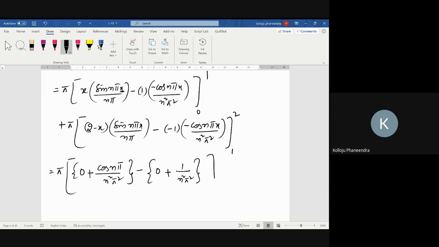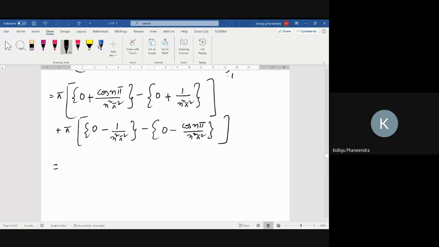First one is over, plus pi into, coming to second one, 2 is the upper limit, 2 minus 2 is 0, so this one 0, minus minus minus plus cos, in place of x, 2, cos 2 n pi plus 1, so minus n square pi square, minus lower limit is 1, sin n pi will be there. If I put 1 here, sin n pi, so 0, minus minus minus minus cos n pi, this becomes what? Cos n pi by n square pi square. This is closed.